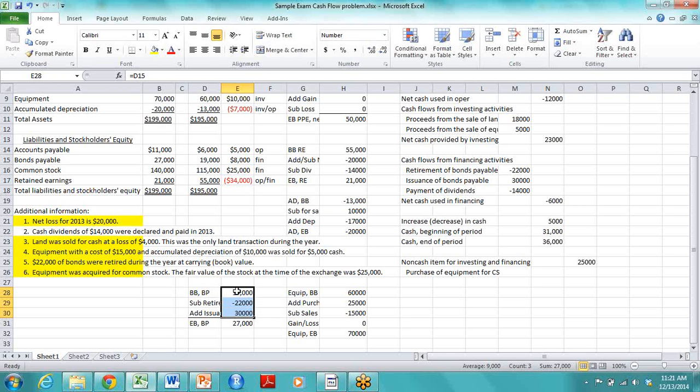The sum of my beginning balance less what's retired must have meant that I had also an additional issuance of bonds of $30,000, and that's going to give me the $27,000 ending balance. So these two together sum to $8,000 and represent this $8,000 change. So that's how I figured out the $30,000. So hopefully that helps.